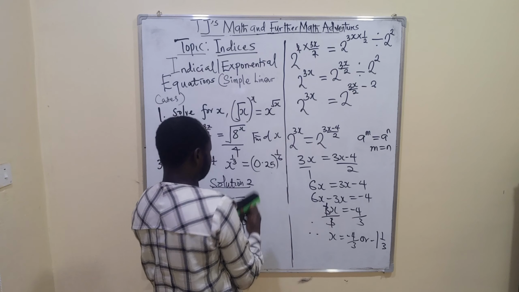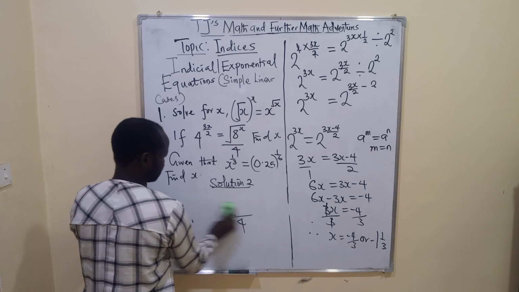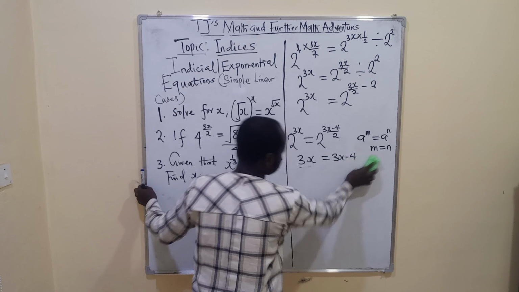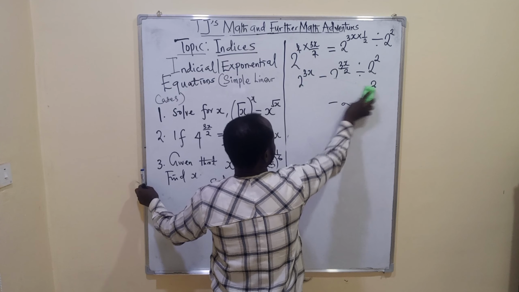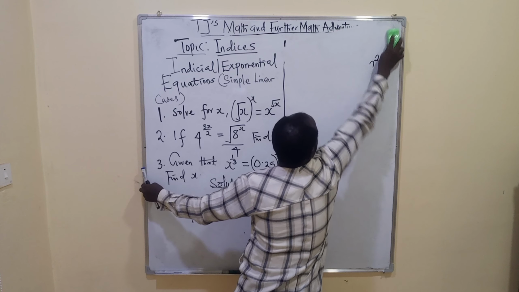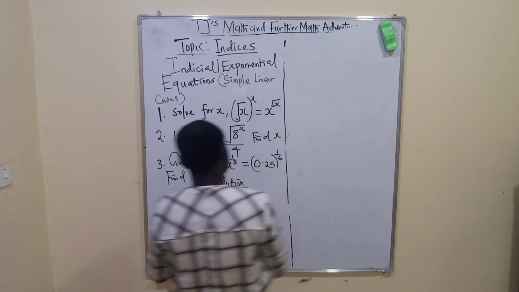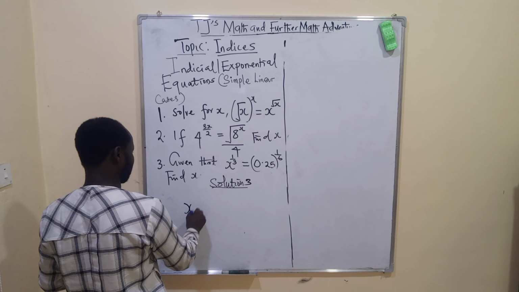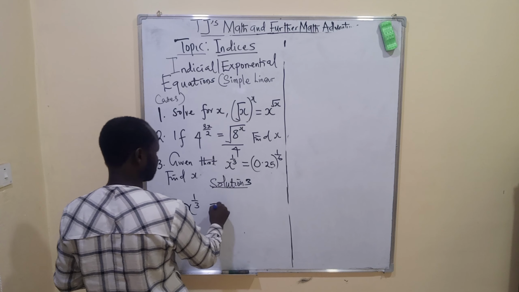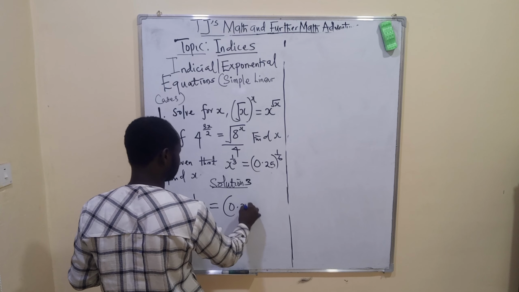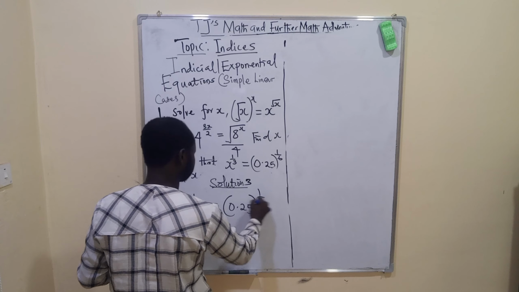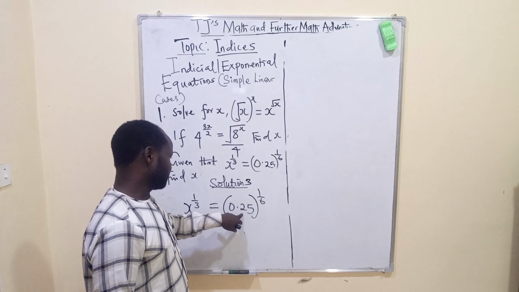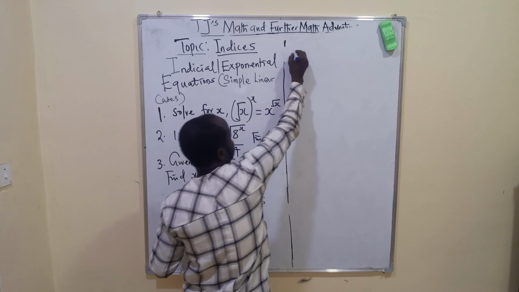Let's move to the last question so that we can solve question 3 now. Let's move to the last question, which is question 3. Let's write down the question here. Question 3 now. We have x power 1 over 3 equals bracket open 0.25 power 1 over 6. The first thing for us to do is to change this to a fraction. So let me write it here.